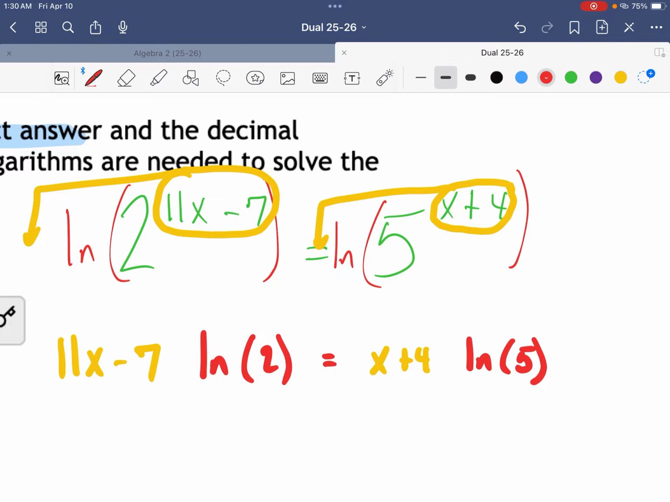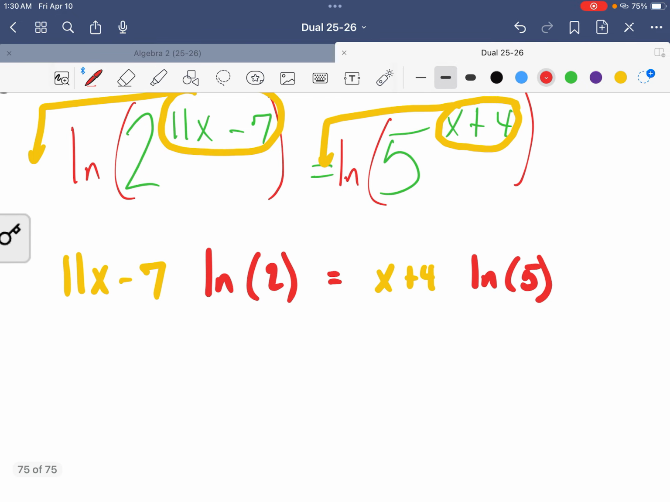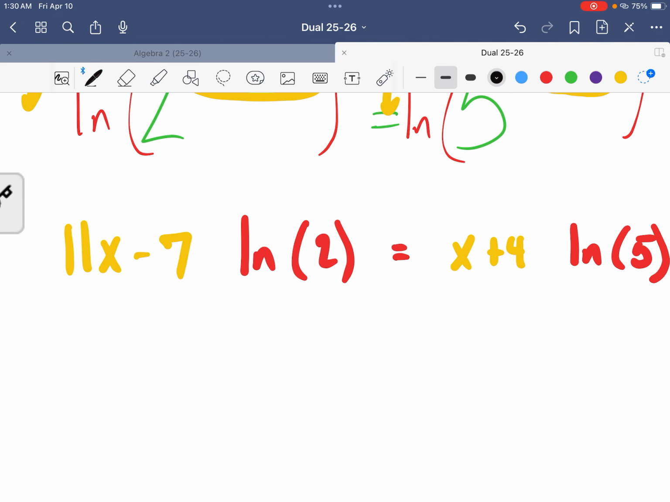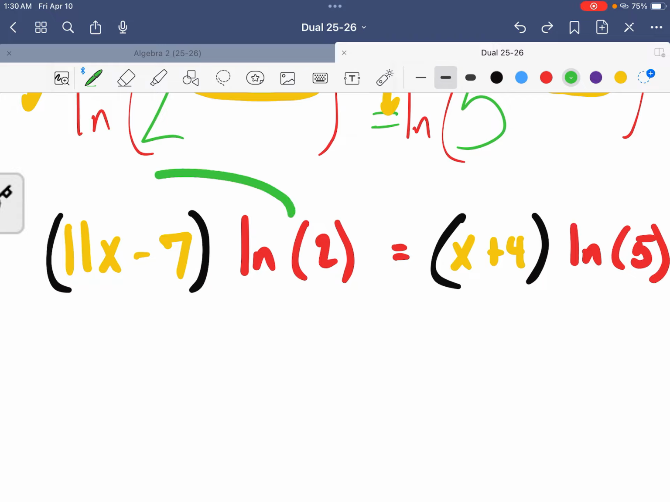Now it looks a little confusing, right? Lots of stuff going on. I'm about to make it even more confusing to you. Don't forget that these right here are being multiplied, right? And ln 2 is just a number. ln 2 could be, like, 7.2 or 1.8 or something. It's just a number, okay? But what we're going to do here is multiply ln 2 times 11x. So that's just literally going to be 11x ln of 2.